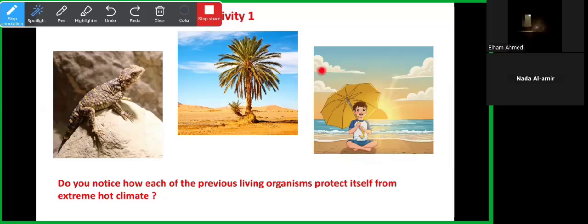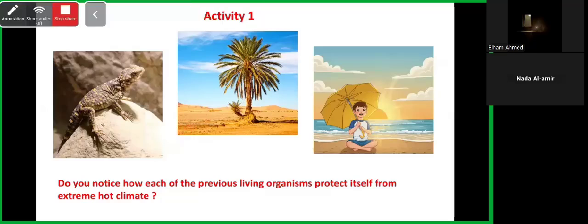Okay, what about this palm tree? What do you think this tree does to protect herself in the desert, in the hot weather in the desert? That we are going to know in the next slide.